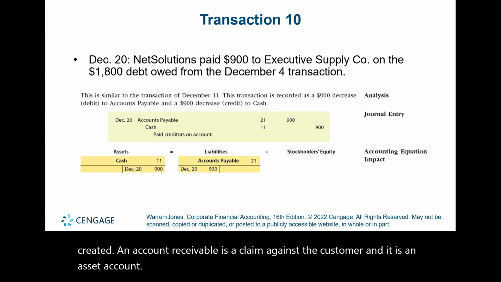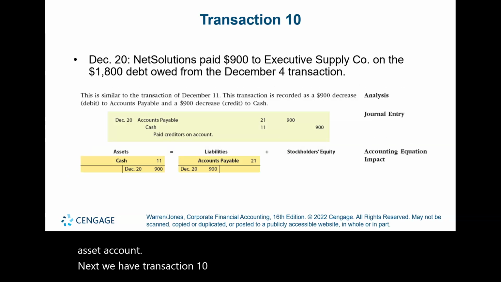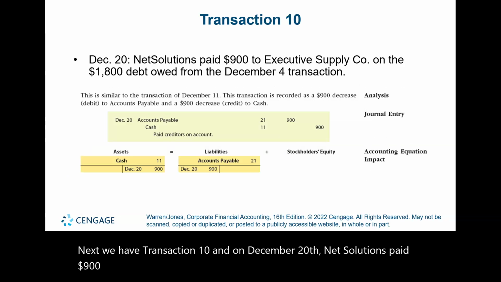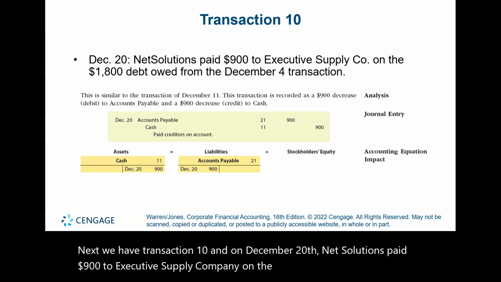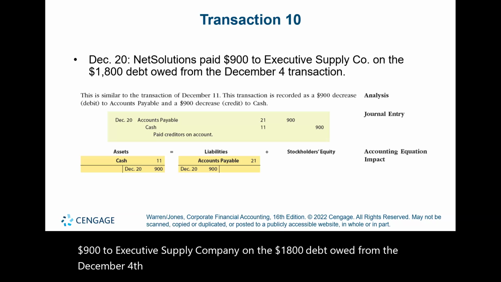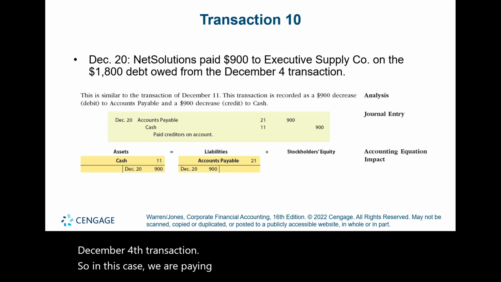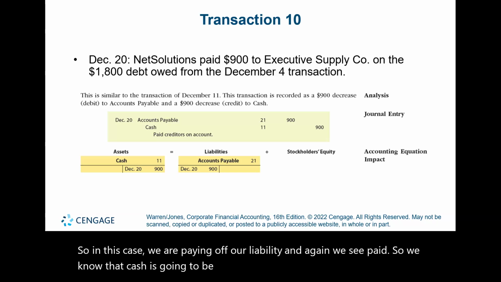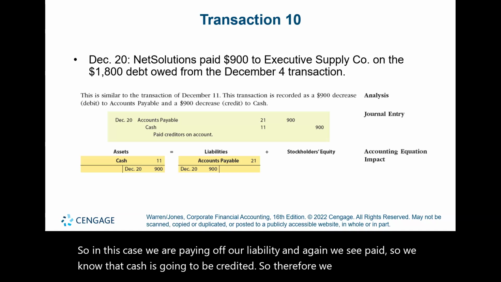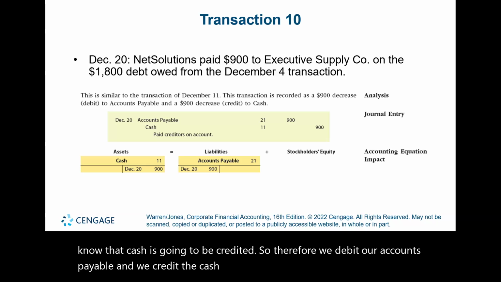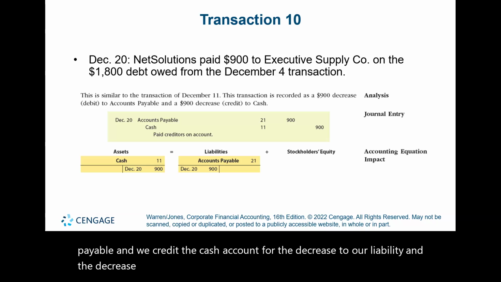Next, we have transaction 10. And on December 20th, Net Solutions paid $900 to Executive Supply Company on the $1,800 debt owed from the December 4th transaction. So in this case, we are paying off our liability. And again, we see paid. So we know that cash is going to be credited. So therefore, we debit our accounts payable and we credit the cash account for the decrease to our liability and the decrease to our cash.